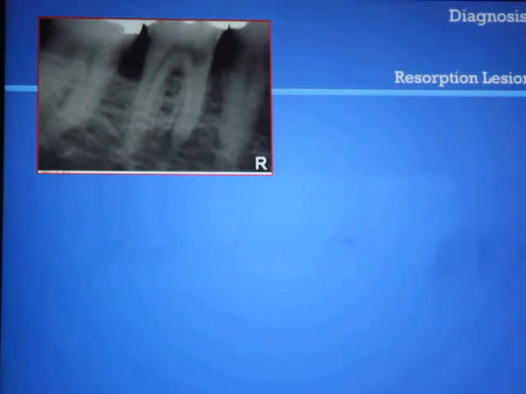The one way of finding out the true extension is make an access cavity and have a look ourselves inside the tooth. And what if we find a big resorption, and what if it is not salvageable? It is a bit embarrassing to tell the patient later on that this tooth needs removal, we cannot save it.